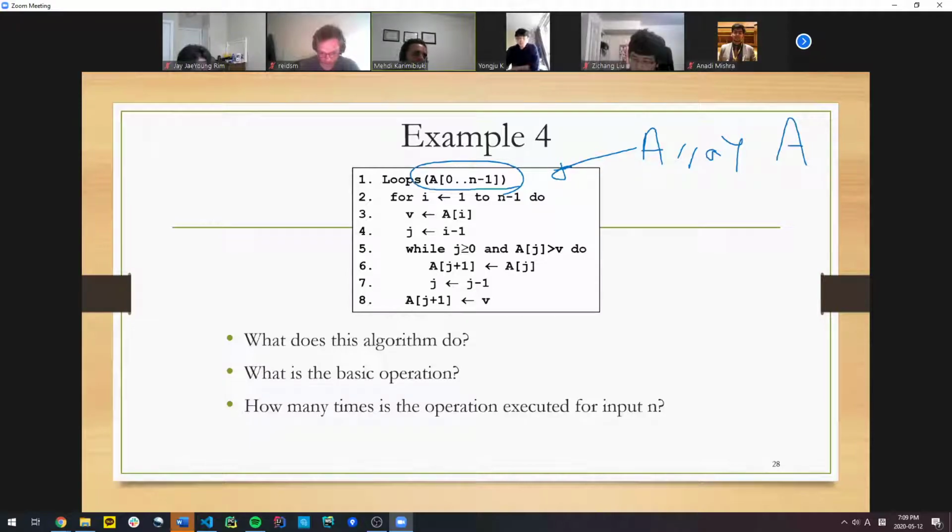So can someone tell me what's happening in that for loop? It's sorting the array by ascending order. Right. Who said that? Youngju? Okay, good.